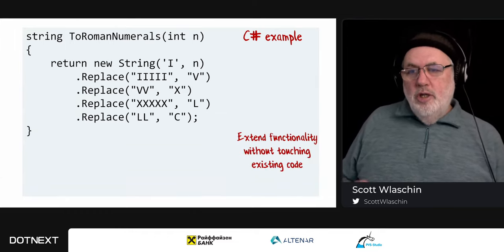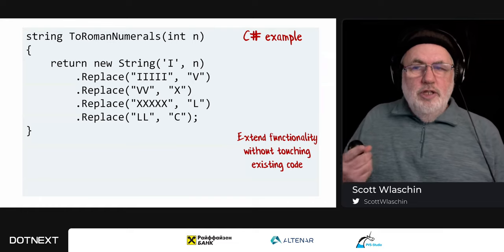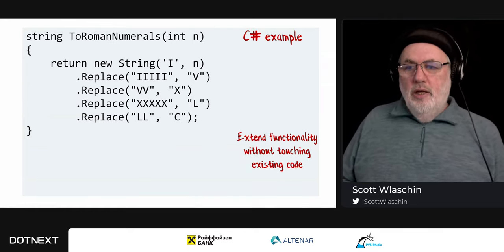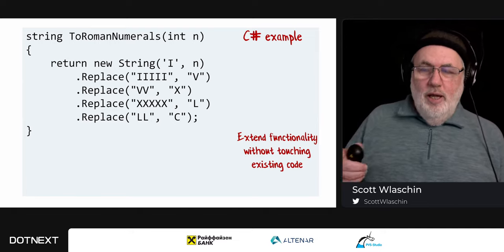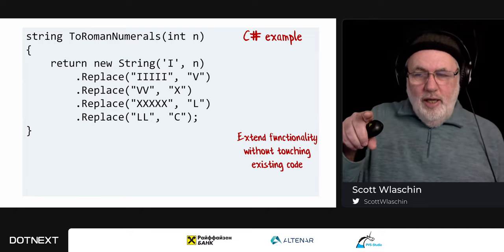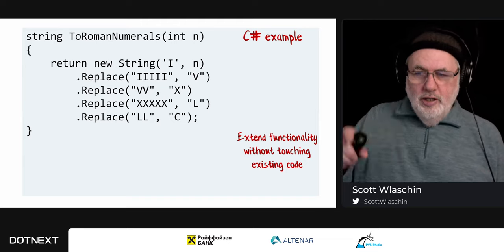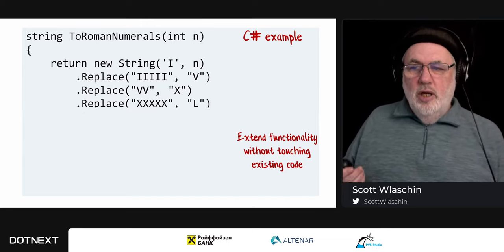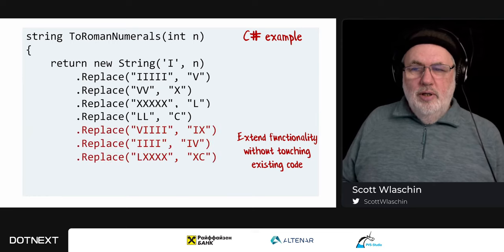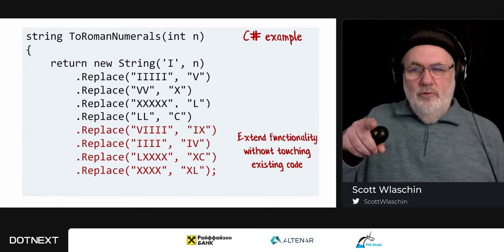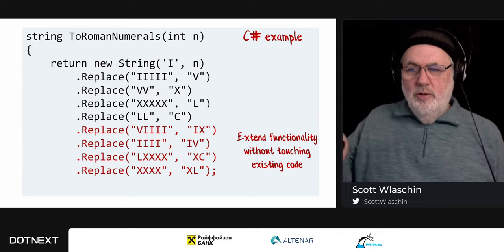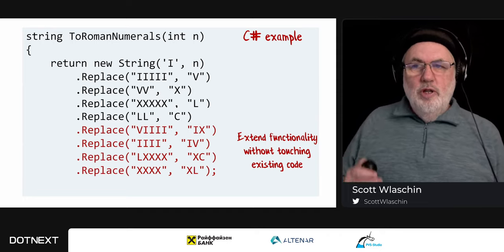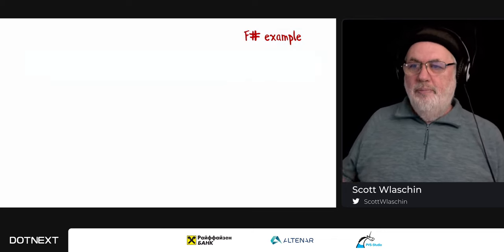And what's nice about this, again, is with this design, you can extend it without changing the existing code. So for example, you might have noticed that I don't have the special cases like IV to be 4 or IX to be 9. How can I change this code to handle those cases? Well, I just add them in the bottom. So I've got VIIII becomes IX and IIII becomes IV and so on. Really easy to do. So that's one of the benefits of this pipeline approach.